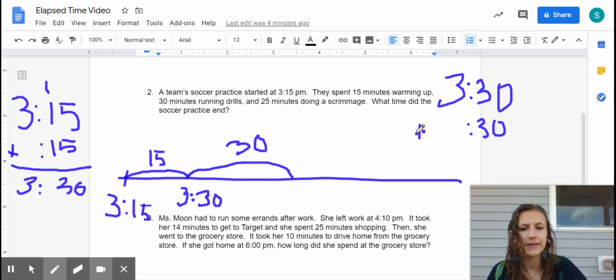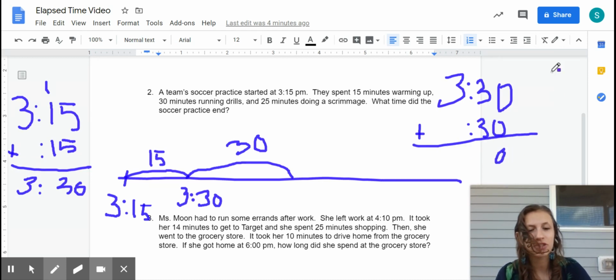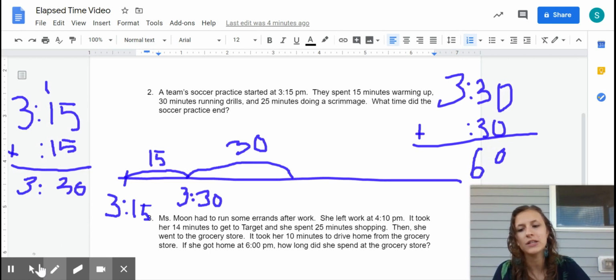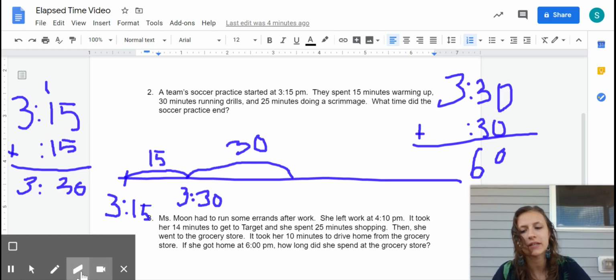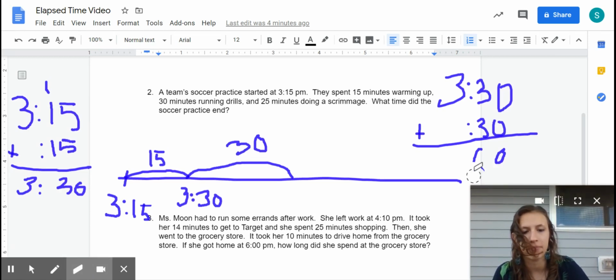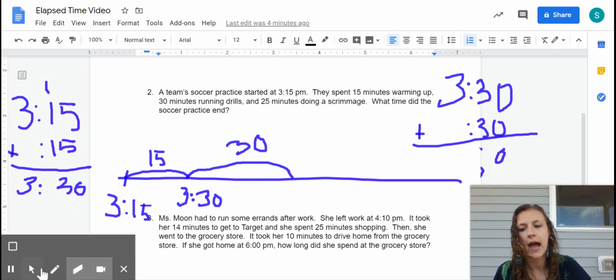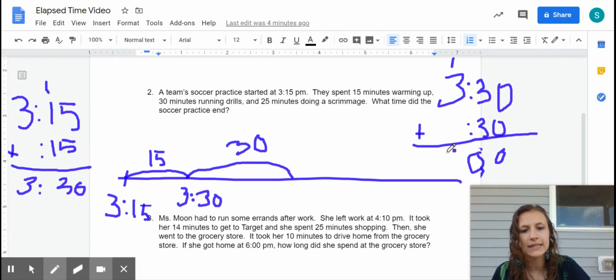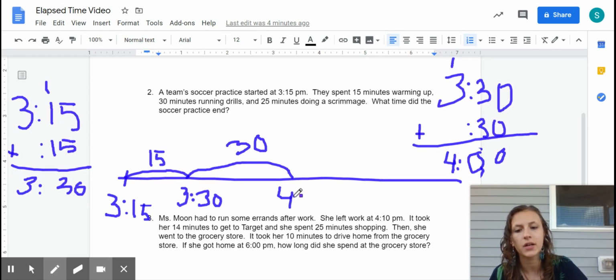0 plus 0 gives me 0. 3 plus 3 gives me 6. Now here's kind of the tricky part when we decide to add it this way. I have to keep in mind that 60 minutes is the same as an hour. So when I have 60 minutes, I'm going to rename that as another hour, because that means that it would be 4 o'clock. 30 minutes from 3:30 would be 4 o'clock.